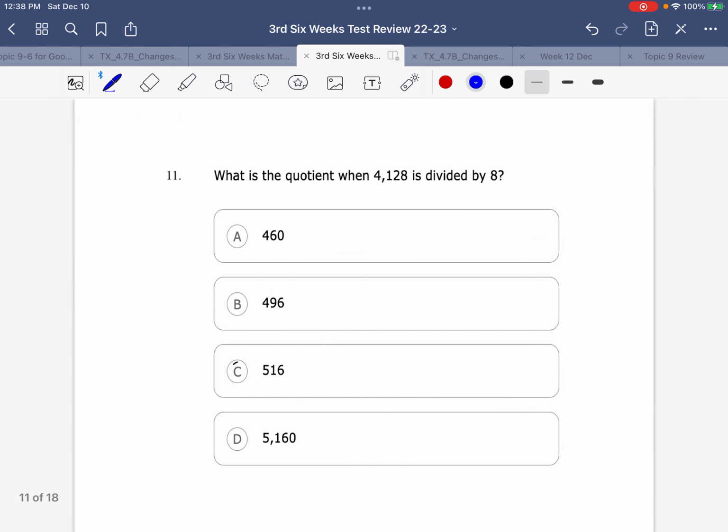Okay, 11 says, what is the quotient when 4,128 is divided by 8? We're looking to divide this number by this number because it even tells us divided. Quotient, again, means your answer to a division problem. I know I'm dividing because it says that. So I'm going to make my box.